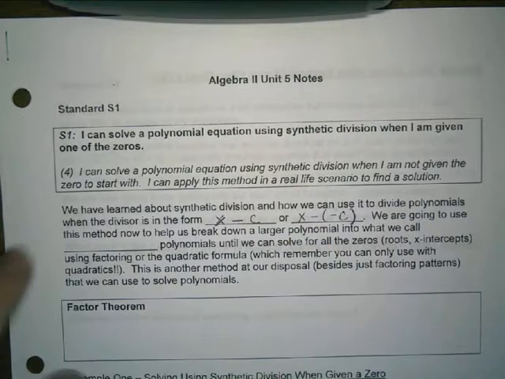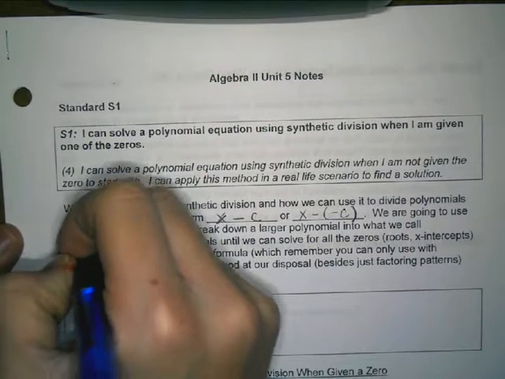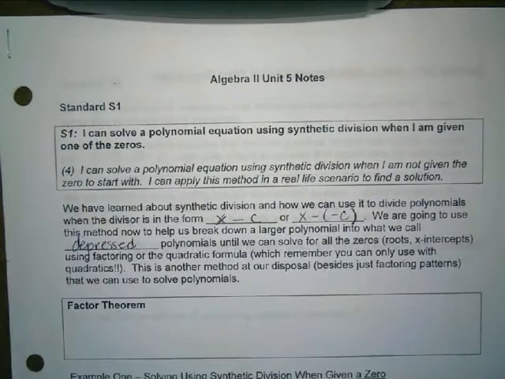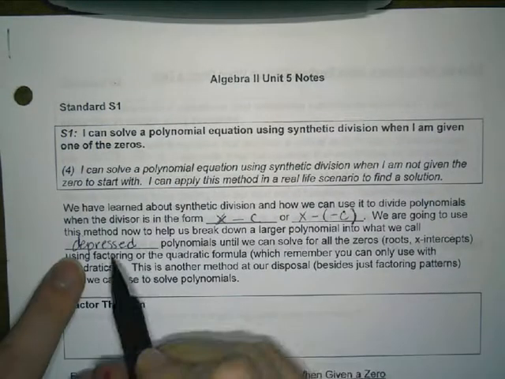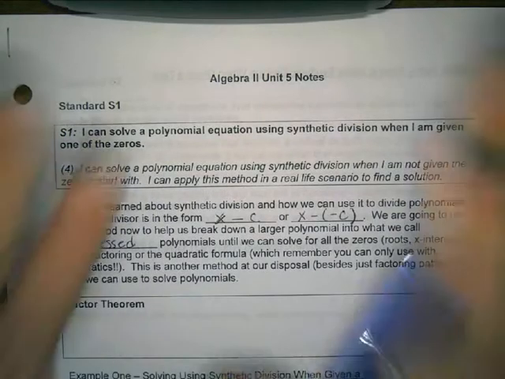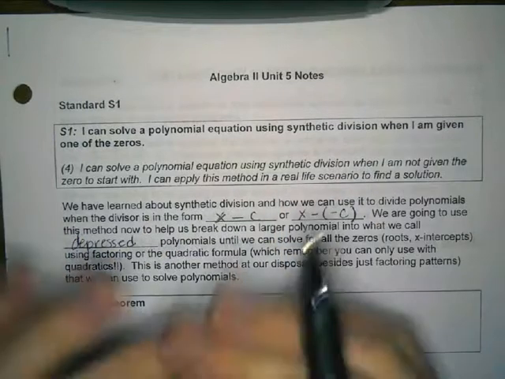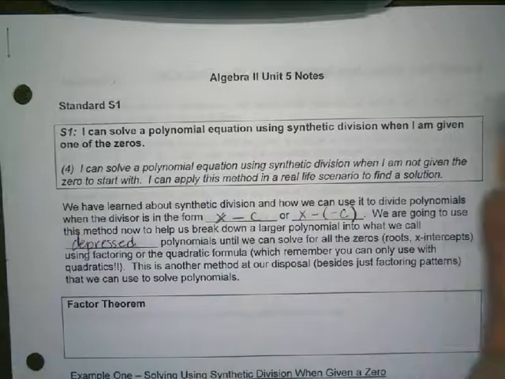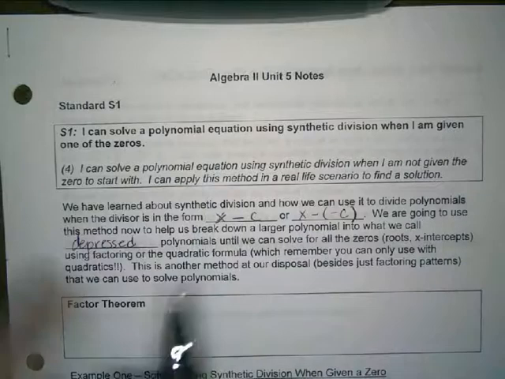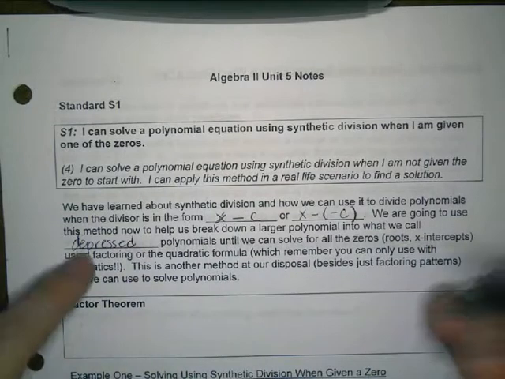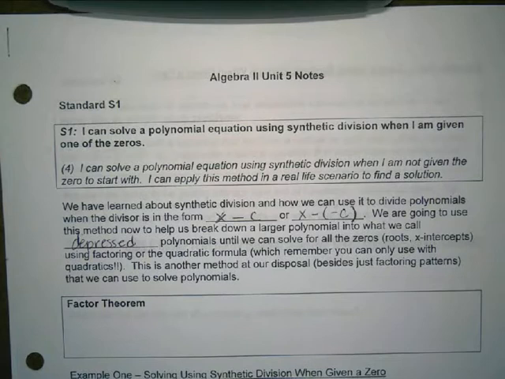We're going to use this method now to help us break down a larger polynomial into what we call depressed polynomials. That isn't because the polynomial is sad or needs counseling. Think of the word pressed: it's pressed down. A depressed polynomial is a polynomial that's hidden within the bigger polynomial. So we start maybe with a cubic, and then we use the answer to break it down to a quadratic. The quadratic would be called a depressed polynomial because it was hidden within the bigger polynomial.